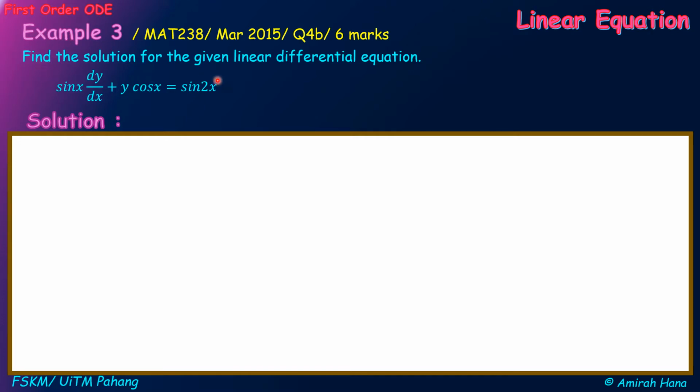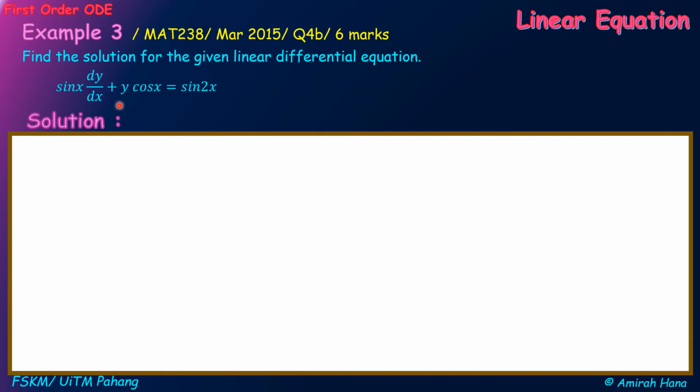Find the solution for the given linear differential equation sin x dy over dx plus y cos x equals sin 2x. From the given question, we have a term containing y to the power of 1, and for the other term, there is no term containing y. So this is a linear equation.